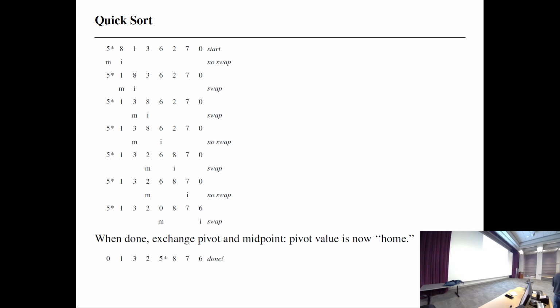So you have to work this out for yourselves. Pull out a deck of cards, lay out 8 cards in random order. Use something to point for I and M, walk through it, and convince yourself that this really does work. Regardless of what that first pivot element is, you will end up with that pivot element in its final location and all the elements smaller than it to the left and all the elements larger than it to the right.